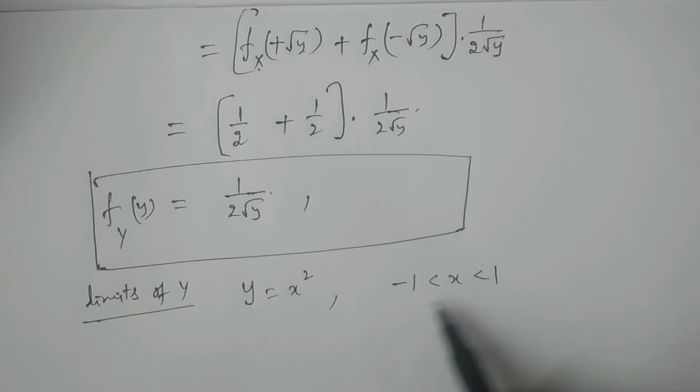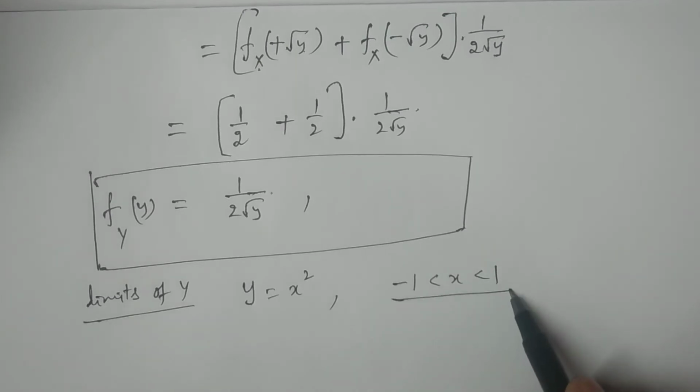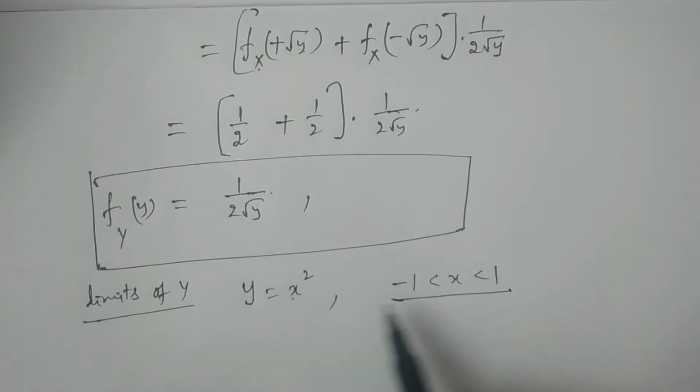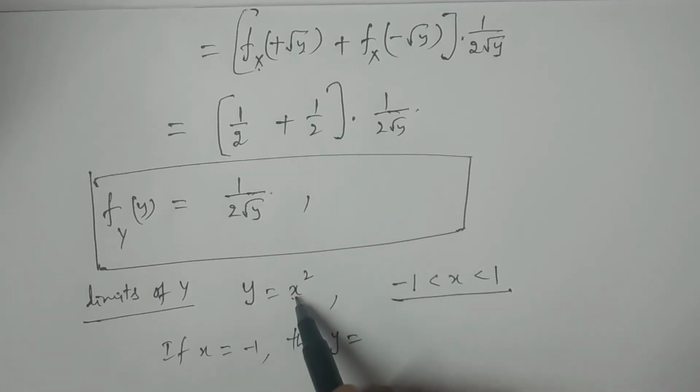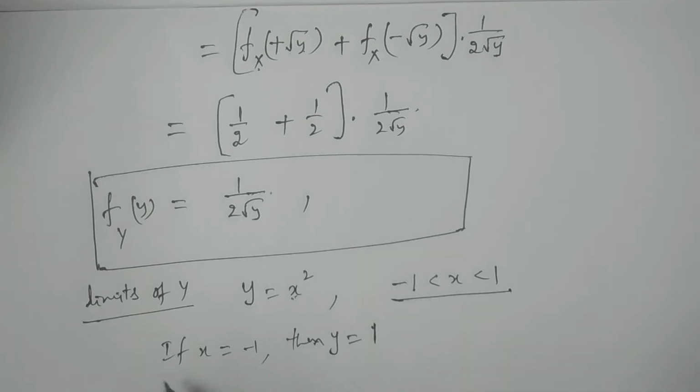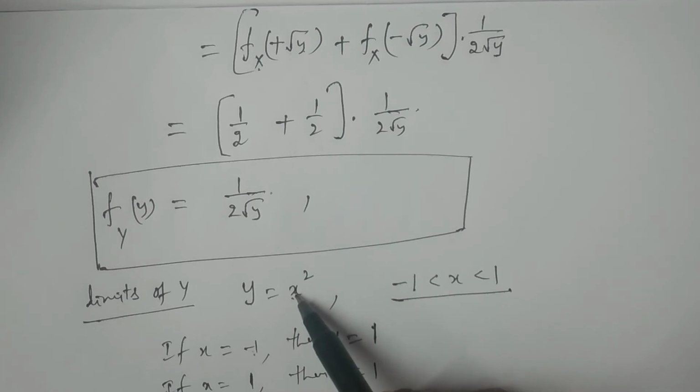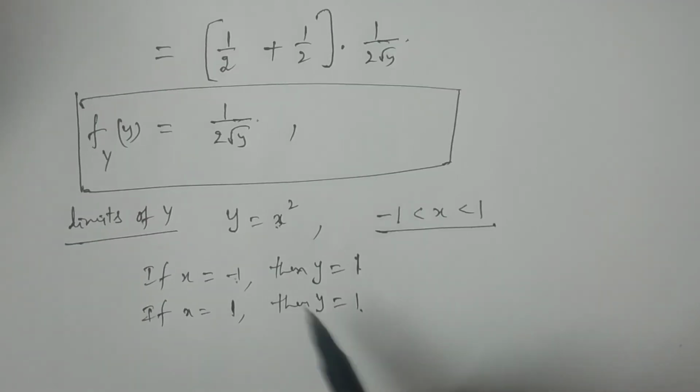So these are symmetrical limits, which means if you do the square, for example, if you consider the lower limit, if x is equal to minus 1, then y is equal to minus 1 whole square, which is plus 1. And if x is equal to the upper limit 1, then also y is equal to plus 1, since 1 square is again 1.